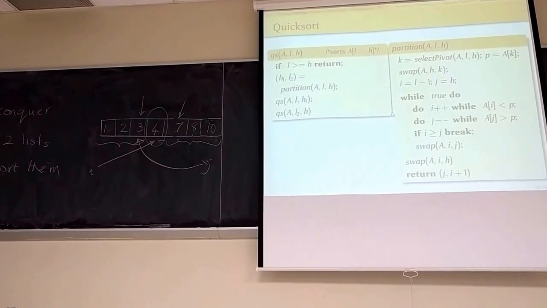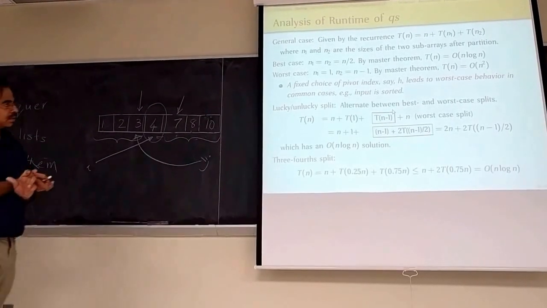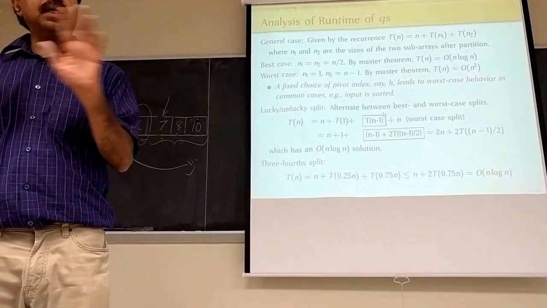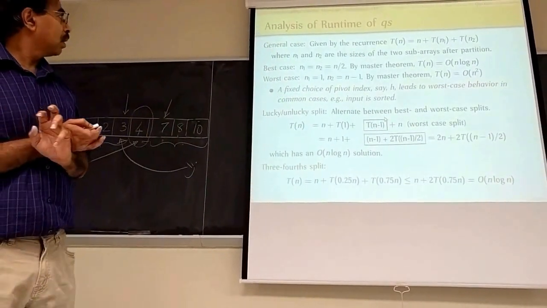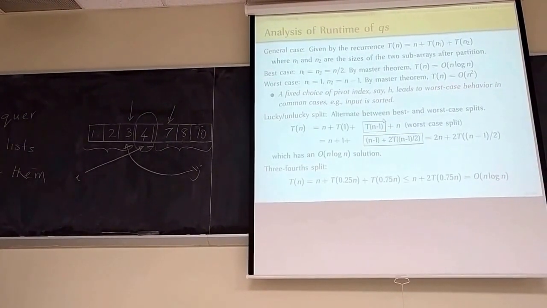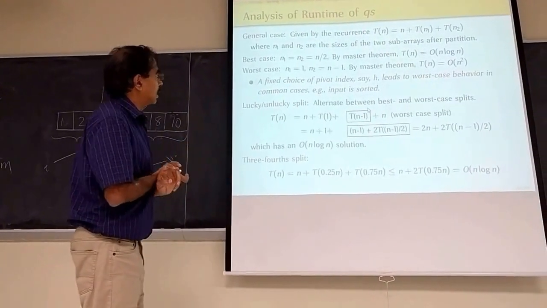So we won't argue about correctness. I think at least you get a sense of why it works. So we divide it up, and then you put the pivot there, and then you can independently sort the two halves, and then you'll be done. So now let's look at the runtime.